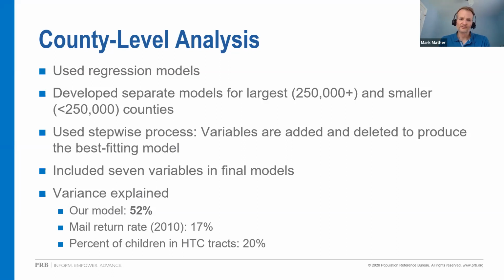And those 7 key variables we found explained 52% of the variation in net undercount of young kids across these counties. So about half of the variance was explained. That is significantly better than if you had just used something like the 2010 mail return rate, which is the data that we had previously, which only explained about 17% of the variance. Or if you look at the percent of children living in hard to count tracts, you explain about 20% of the variance. So we were encouraged that our model was doing a better job, at least in terms of measuring this variance.